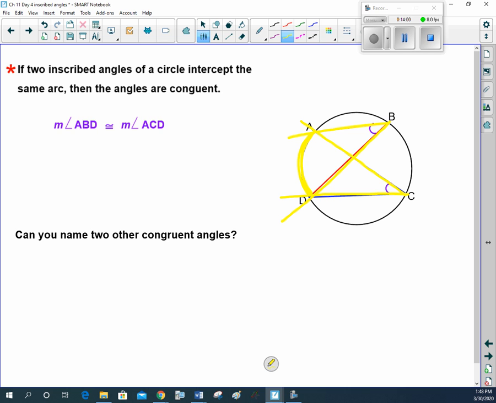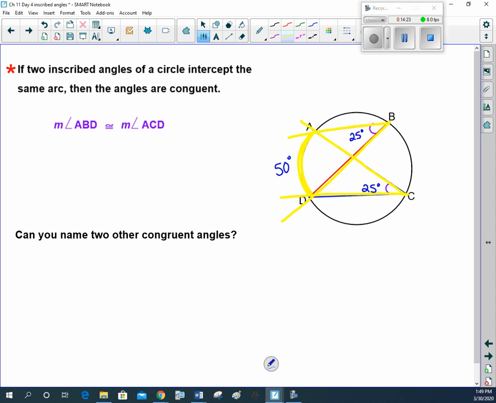So if I told you that this arc was 50 degrees, then that would mean this would be 25, because remember, an inscribed angle is half the measure of its intercepted arc. And then this side would be 25. They're both intercepting the same arc. Okay, so that makes sense then. They'd have to be equal to each other. That just kind of is common sense.